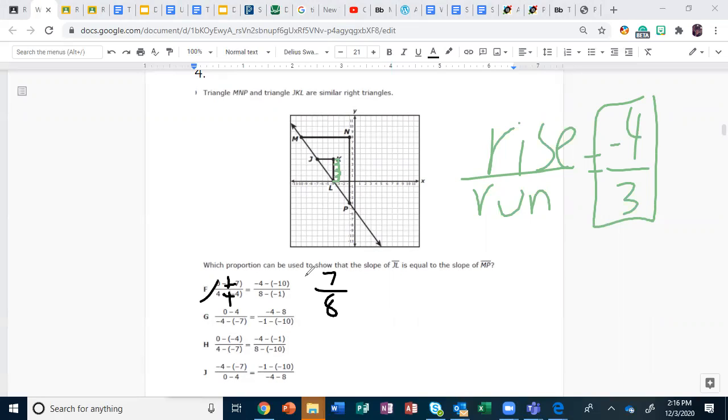So that's not my answer. Yes, I'm happy. Now let's check on G. 0 minus 4 is? -4. And then again, two symbols in the middle make a positive.